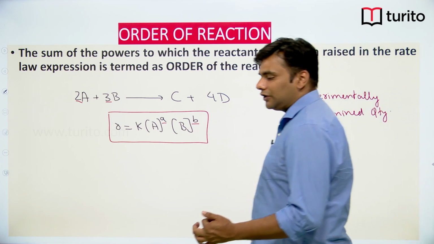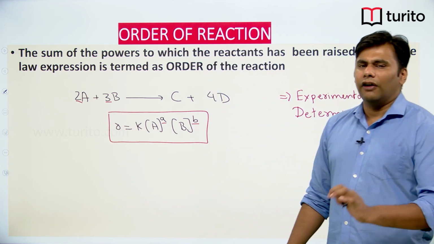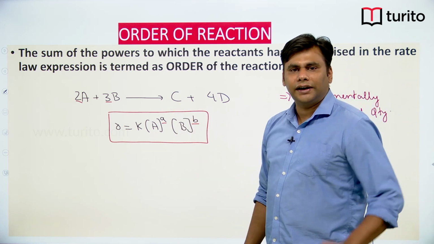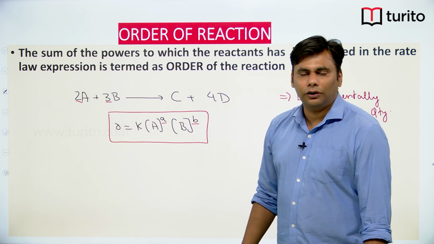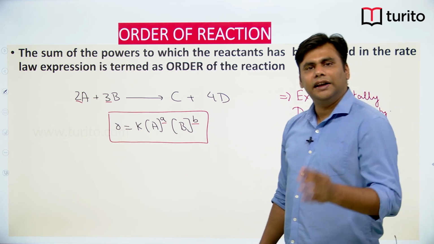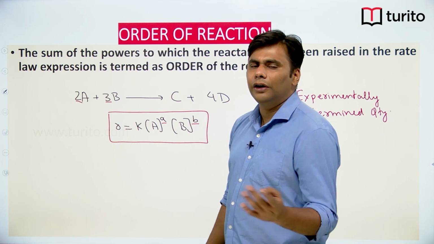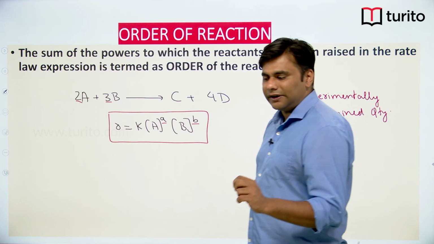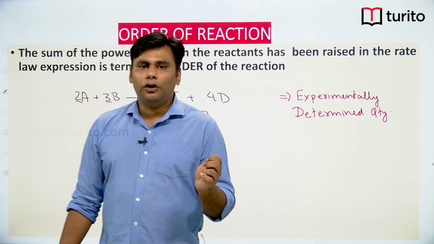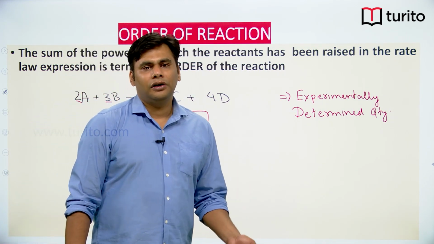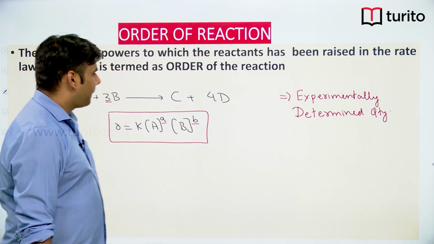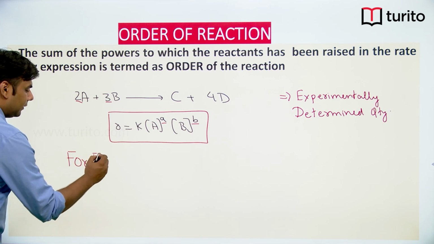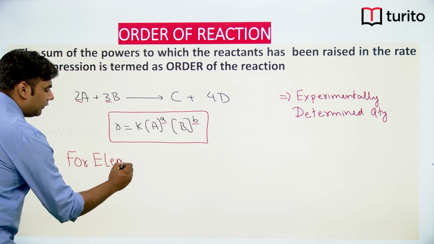Now how is it checked experimentally? We will vary the concentration of the reactants, and every time we will measure the rate of the reaction. And by taking the ratios, we will be able to find out the order of the reaction. So basically the order of the reaction tells us about the effect of change of concentration on the rate of a reaction.